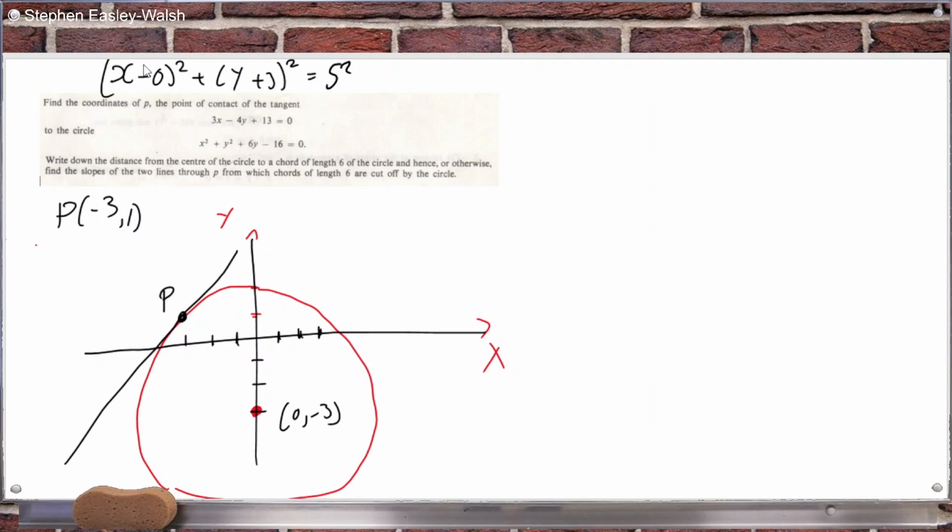And we're looking for, write down the distance from the center of the circle, so that's here, to a chord of length 6 of the circle, and hence or otherwise find the slope of the two lines through P from which the chords of length 6 are cut off. Well, okay. Write down the distance. Okay, so we need to make a chord of 6. Now, have I done something wrong here? Because, oh no, the chord is of length 6, and this has a diameter of 10.